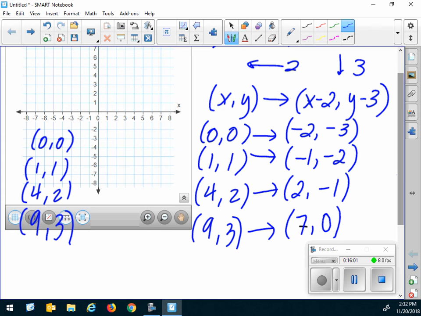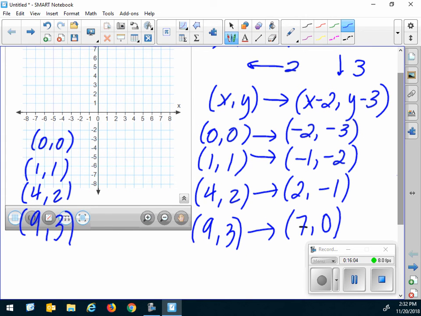Go plot those 4 new points. -2, -3. -1, -2. 2, -1. And 7, 0.